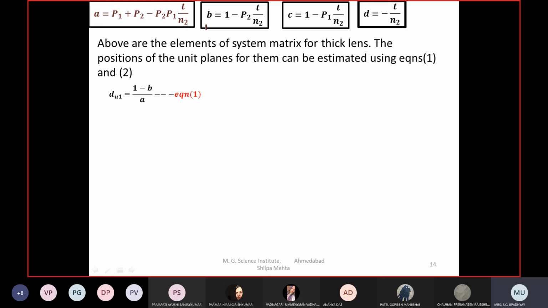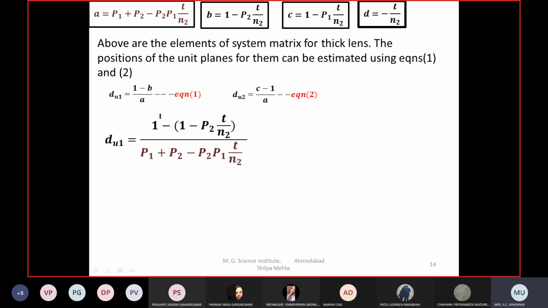કોના માટે? થીક લેન્સ માટે. થીક લેન્સ માટે યુનિટ પ્લેનની પોઝિશન શોધવા માટે we are using the equation du1 equal to 1 minus b upon a and du2 equal to c minus 1 upon a, where b is here, c is here. So we can easily substitute b and a from these equations. તો આપણે b અને a ની વેલ્યુ અહીંયા સબસ્ટિટ્યુટ કરી દઈએ તો we get this equation. Wherever there is b, આ રહ્યું, એને આપણે અહીંયા સબસ્ટિટ્યુટ કર્યું 1 minus b and in the denominator there is a. તો આ છે du1.